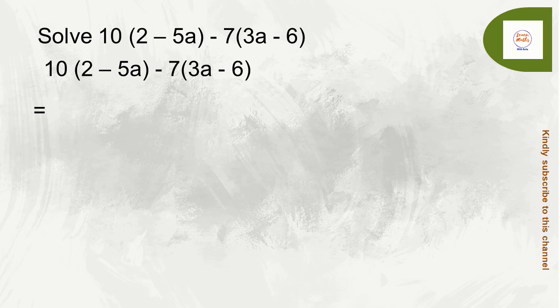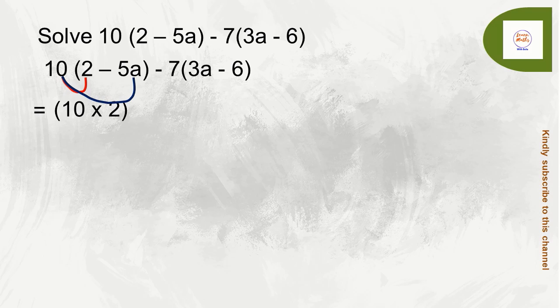It is simple. We are also going to expand the brackets. For the first part, we have 10 into bracket 2 minus 5a. So we'll have 10 times 2. I always like simplifying my work by writing it out without jumping steps, so let's do it step by step.